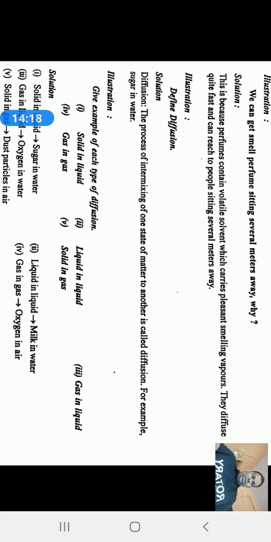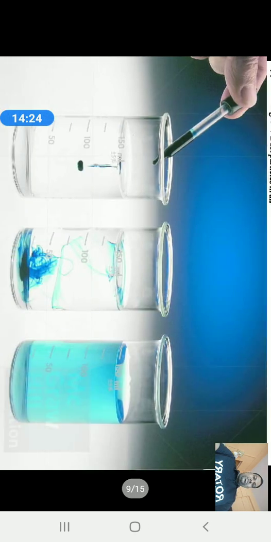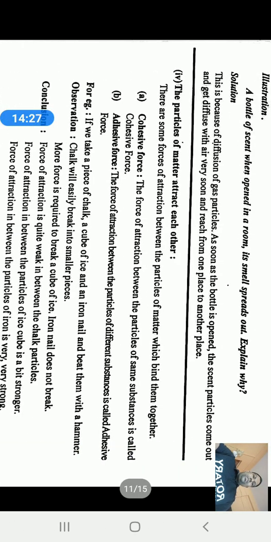Okay, you have to read NCERT thoroughly, and you have to concentrate on these points also. Now see, they gave another example: a bottle of scent when opened in a room, its smell spreads out. Why? Because of diffusion of gas particles. As soon as the bottle is opened, the particles come out and diffuse with the air and soon reach from one place to another place.